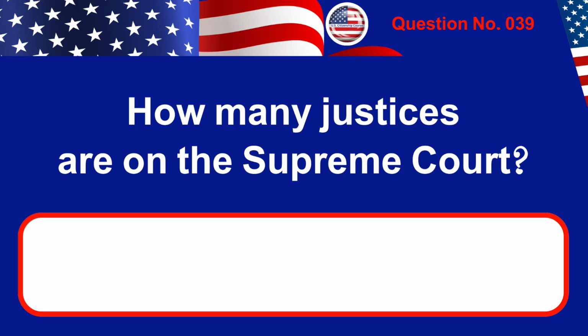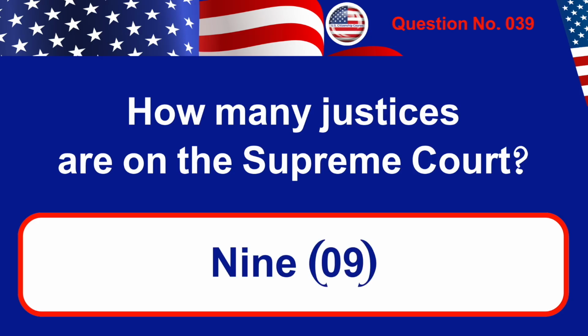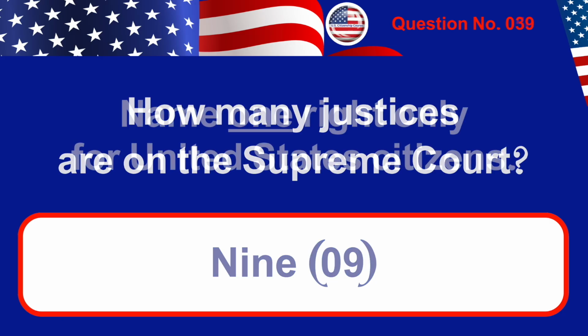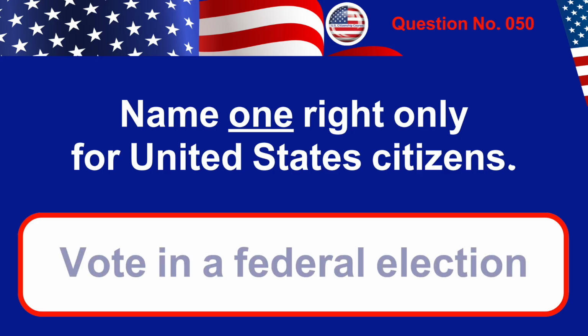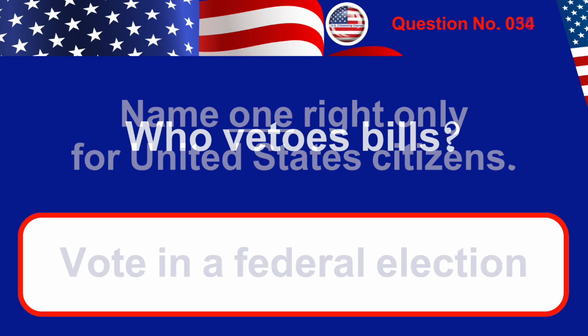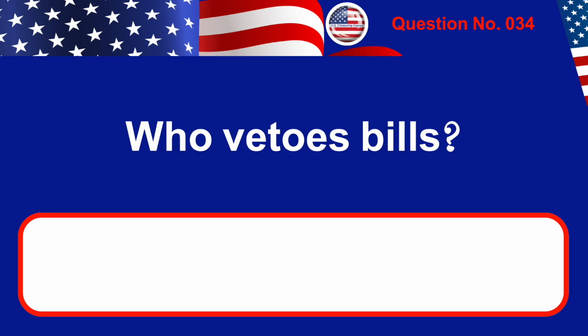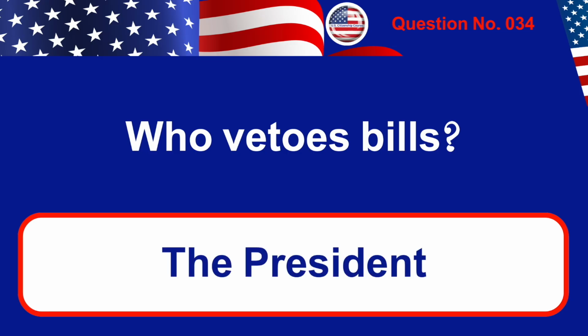How many justices are on the Supreme Court? 9. Name one right, only for United States citizens. Vote in a federal election. Who vetoes bills? The President.